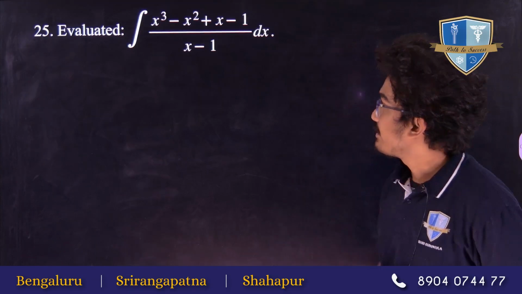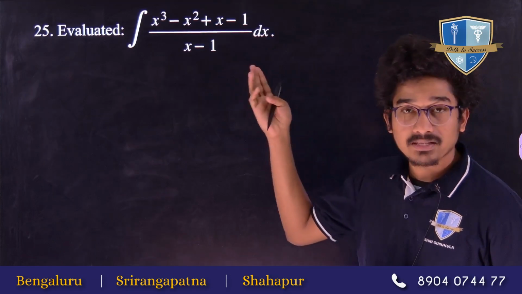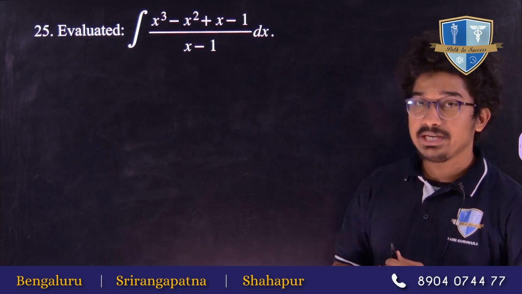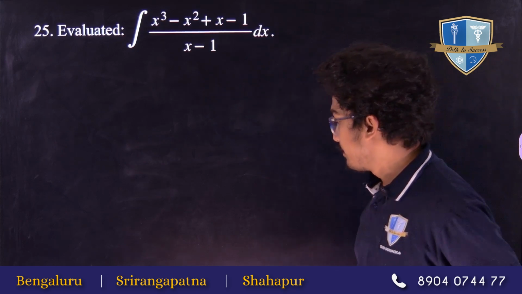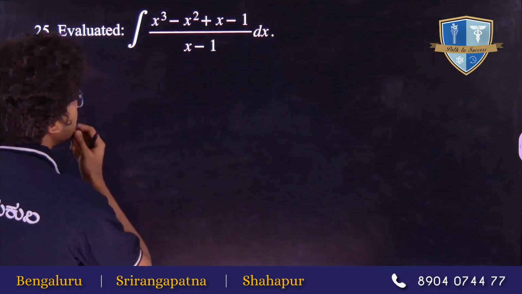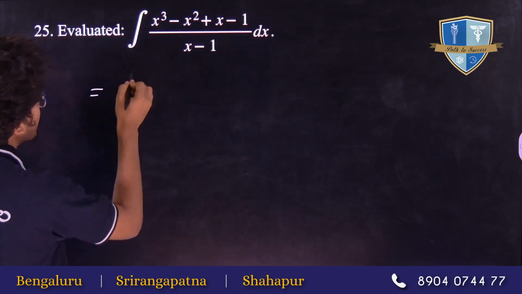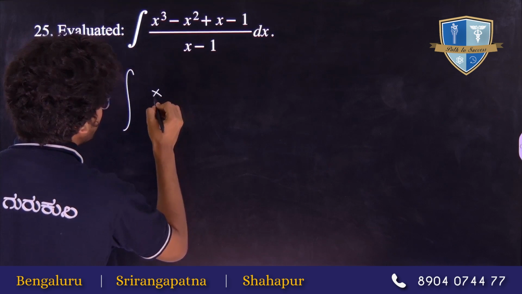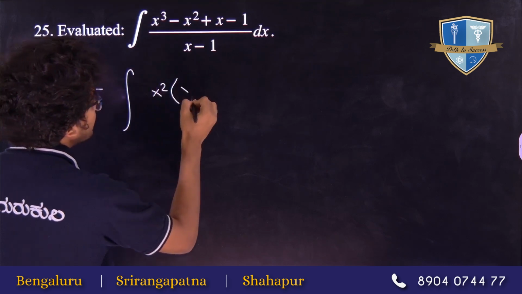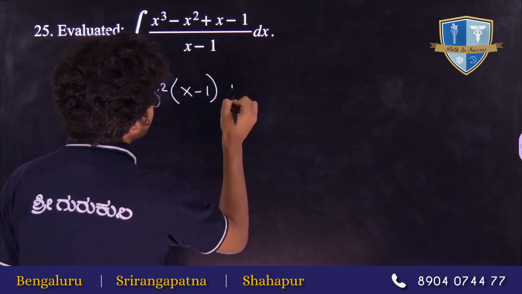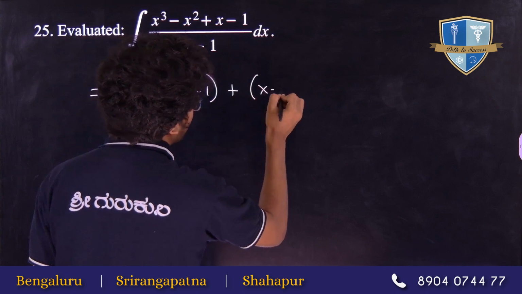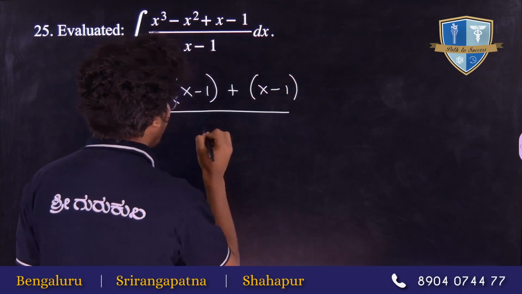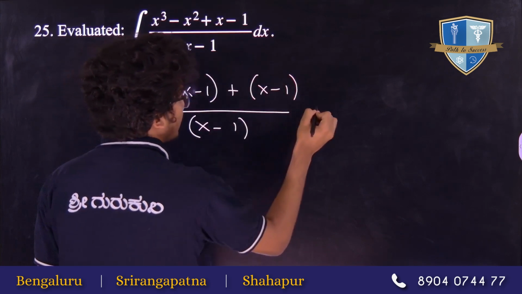So next question is: evaluate the integration of (x cube minus x square plus x minus 1) divided by (x minus 1) dx. So let's see what we'll do. In these two terms we can see x square is common. So let's take x square common. Then it will become x square times (x minus 1) plus, again we have (x minus 1), and in the denominator as well we have (x minus 1) dx.